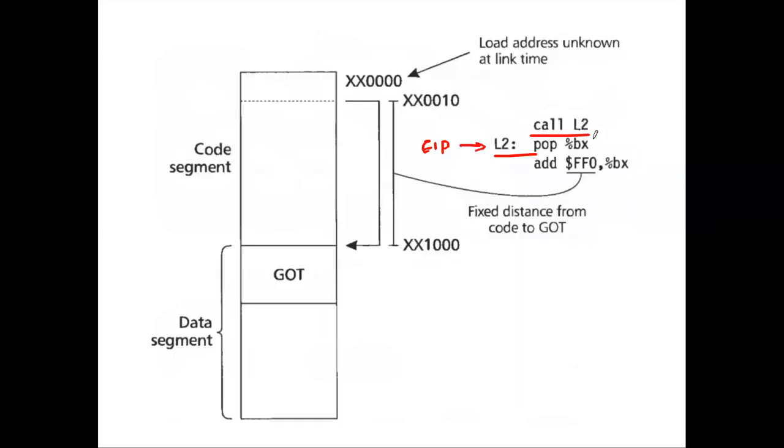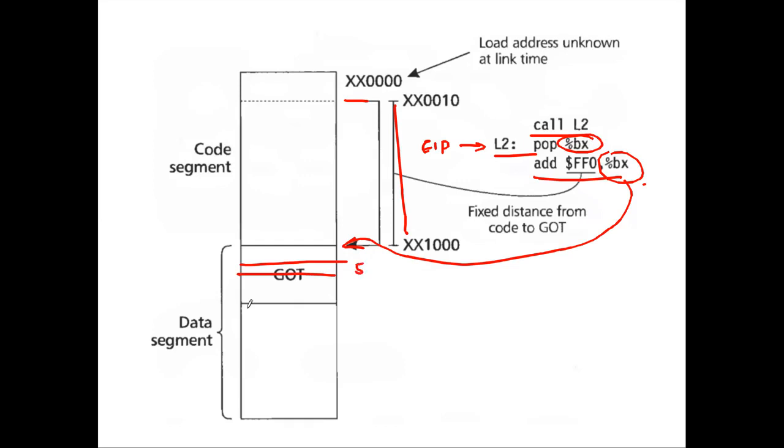We pop it into the EBX register, at the distance, right? So for example, if this is happening right here, and your distance is this FFF, that will give you, at this point, EBX will contain the address of the beginning of the GOT. And then you can pick up a specific entry, maybe entry number 5 from the GOT, because you're trying to access the fifth variable, right?